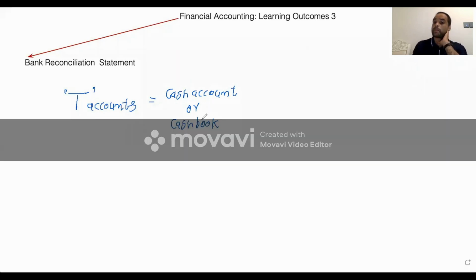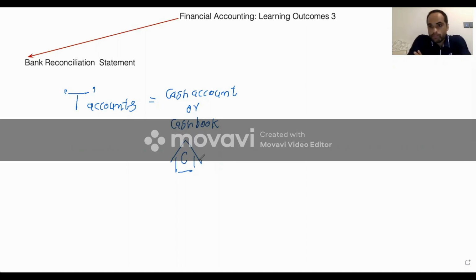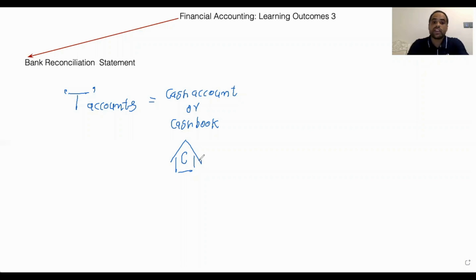Now, who prepares cash accounts? Obviously, the company. The company prepares cash accounts, like what we studied before. We prepare a cash account that looks like a T account, right? Now, you know that whenever the company receives cash, cash is debited, and when the company pays cash out, cash is credited, right? So we use this debit and credit to prepare cash accounts.